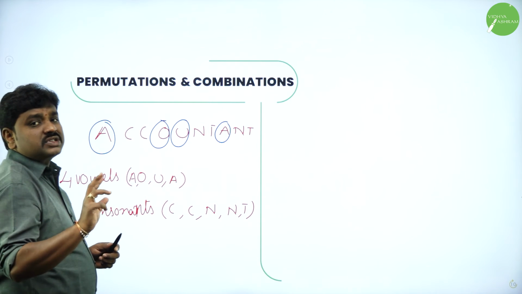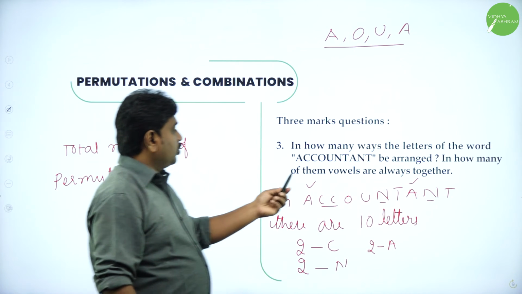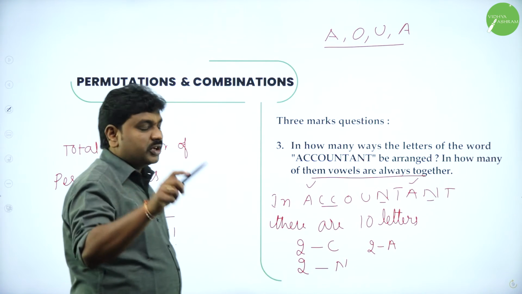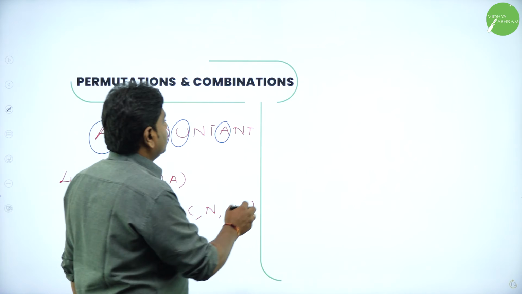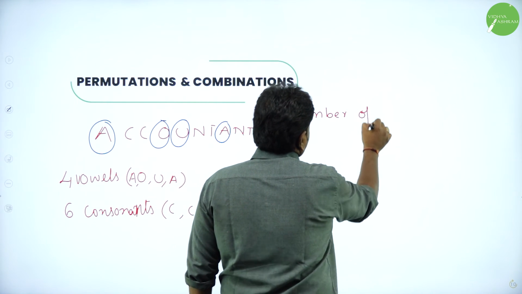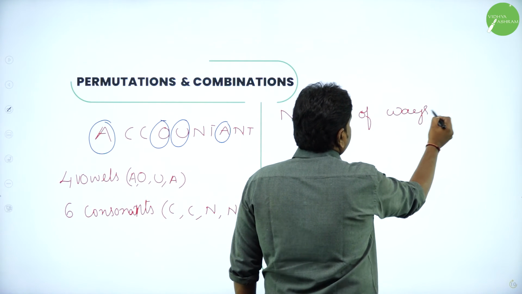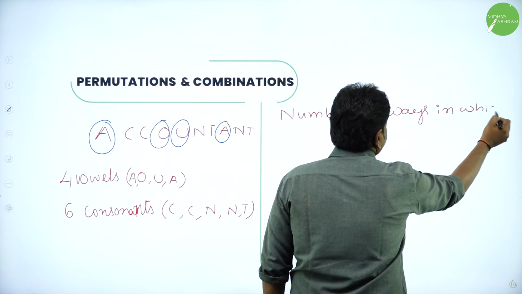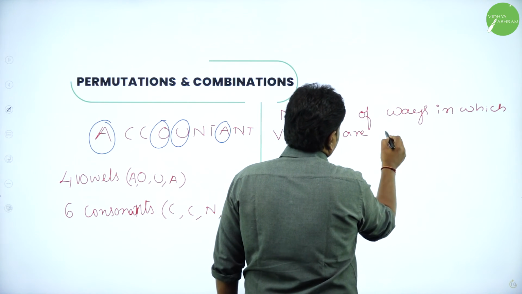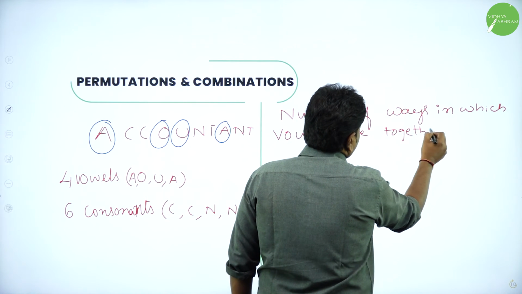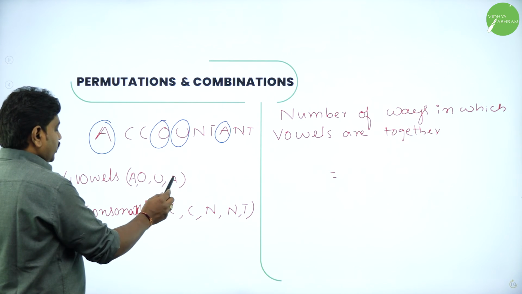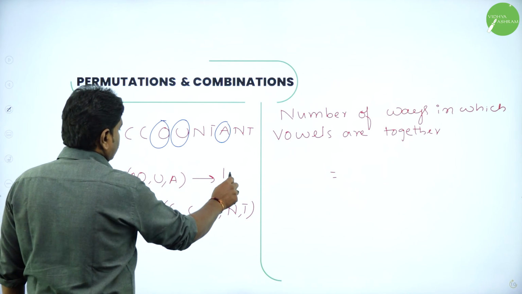How many ways are the vowels together? What do they want? They want vowels to be together. So, number of ways in which vowels are together. Vowels together means I'll take vowels as one unit. This vowels I'll take as 1 unit.